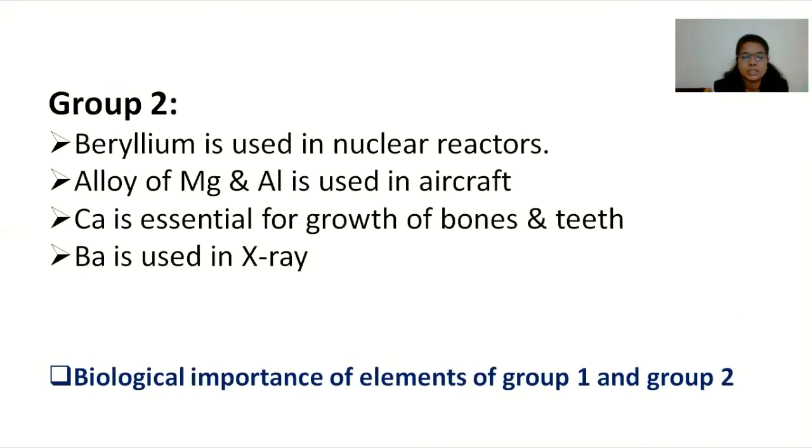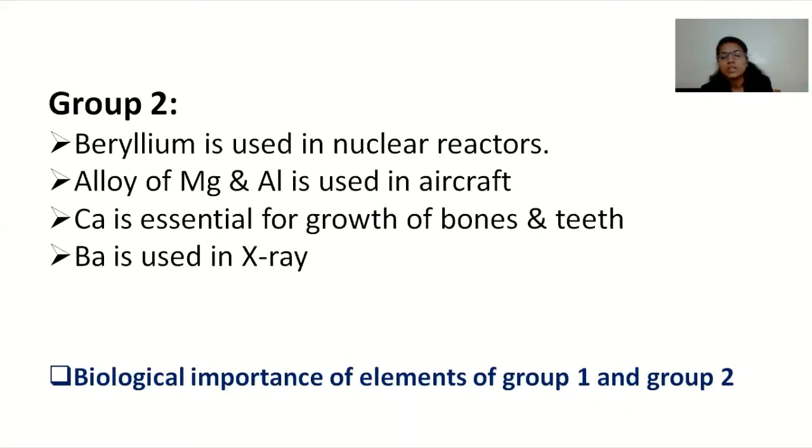Now group 2 elements. In group 2, beryllium is used as a moderator in a nuclear reactor. An alloy of magnesium and aluminium is widely used as a structural material and in aircraft. Calcium is essential for the growth of bones and teeth, while barium is used in X-rays. So these are some uses of group 2. Radium is also used in radiotherapy for cancer treatment.